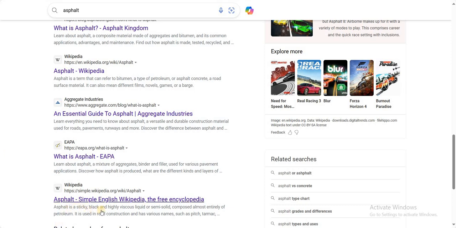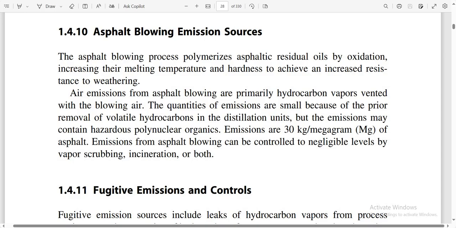Sticky, yeah, it is a sticky, black, highly viscous liquid. So these are all from crude oil, and this is one of them. So obviously, whenever it is heated, the vapors come from it, and they are primarily hydrocarbon vapors vented with the blowing air.